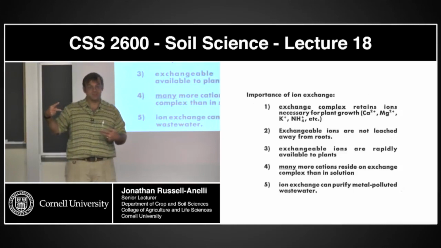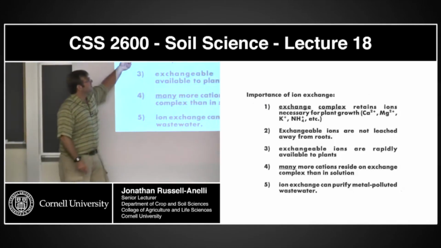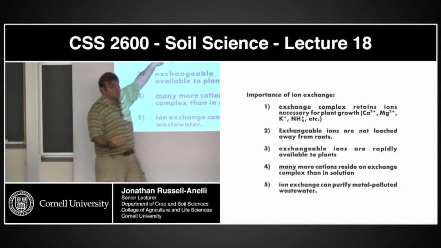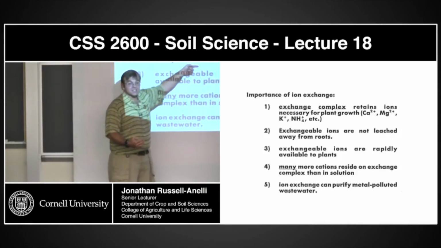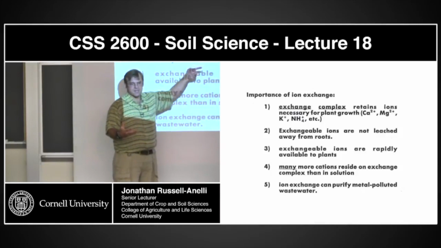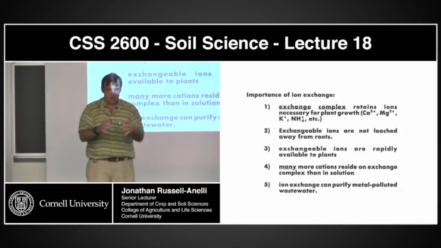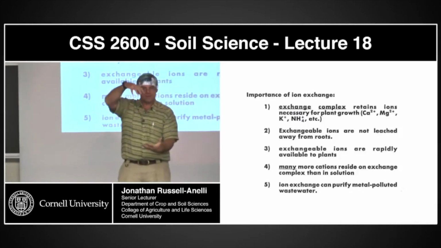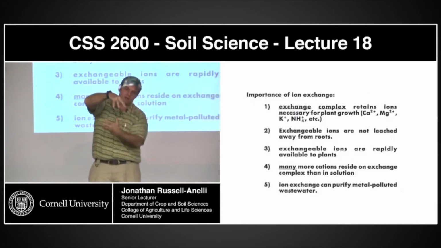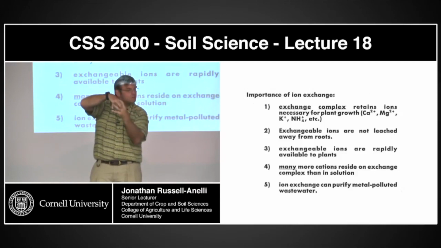As a result, these exchangeable ions are not leached from the system. If I have a volume of soil, and here are my roots in this soil volume, and this soil volume is holding on to these materials, it's going to prevent that stuff from being leached away, and it's going to keep it in the proximity of the roots. Does that make sense?